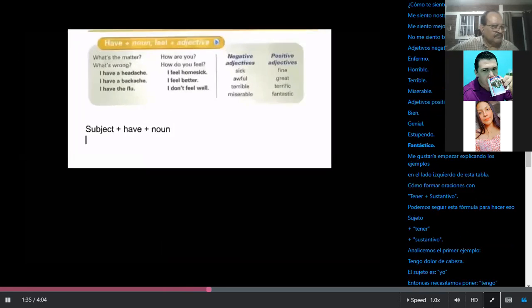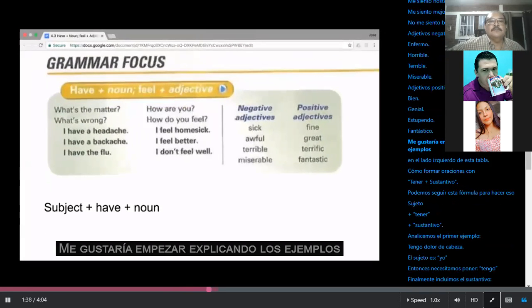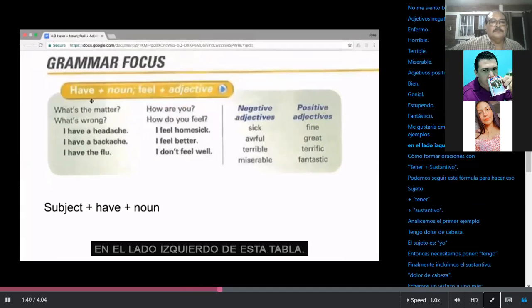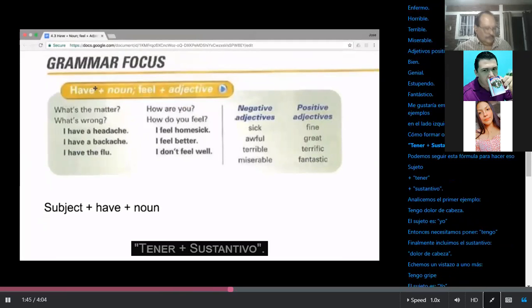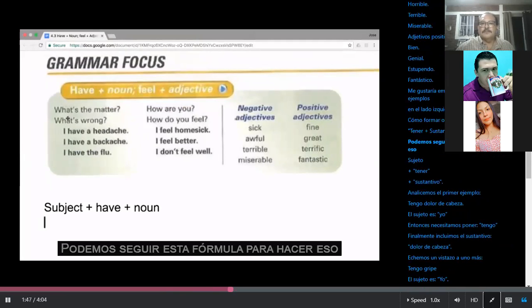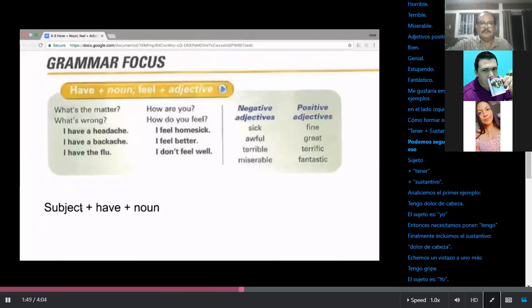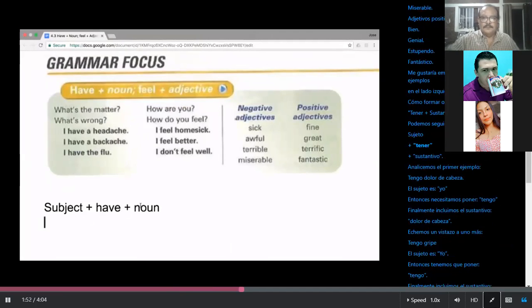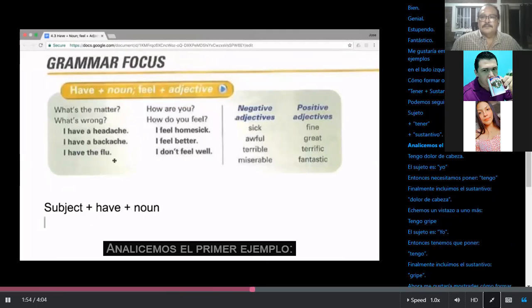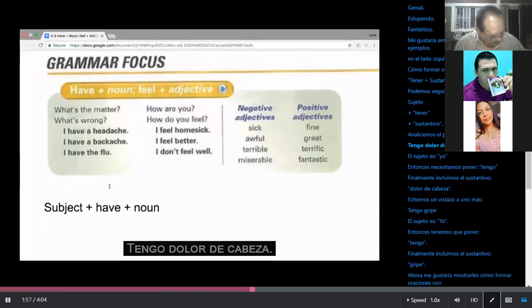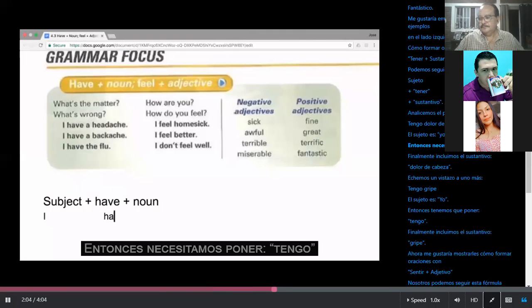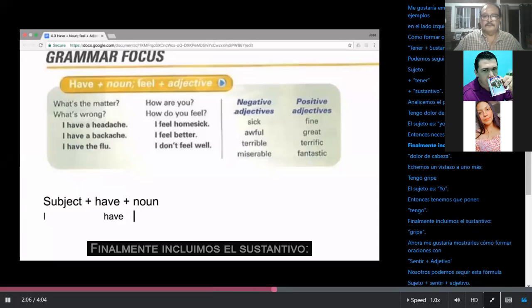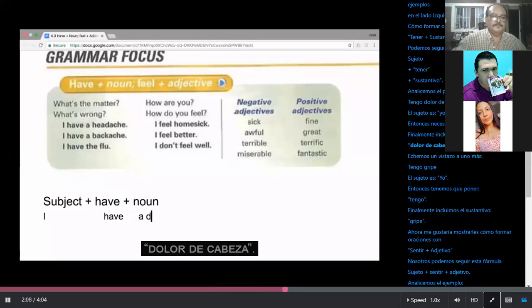I would like to start by explaining the examples on the left-hand side of this chart. How to form statements with have plus noun. We can follow this formula: subject plus have plus noun. Let's analyze the first example. I have a headache. The subject is I. Then we need to put have. Finally, we include a noun, a headache.